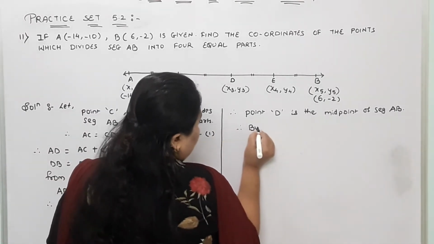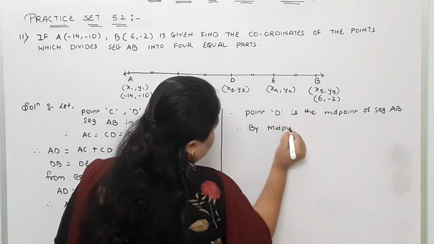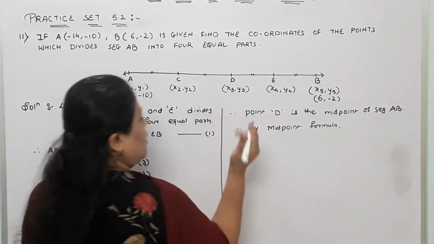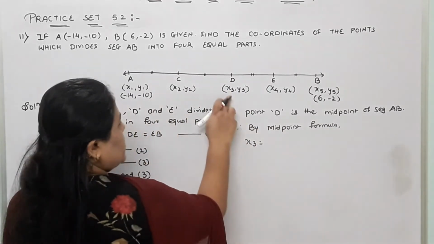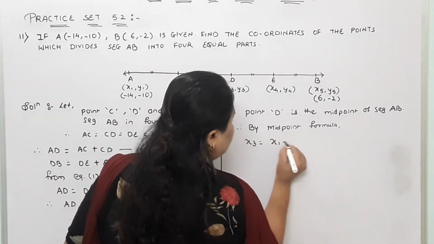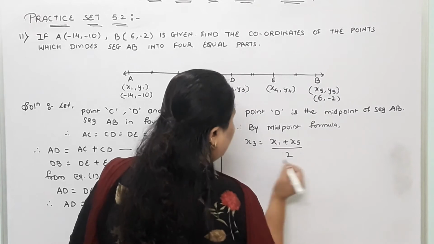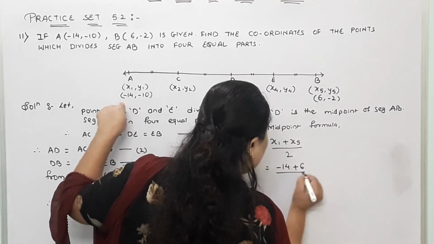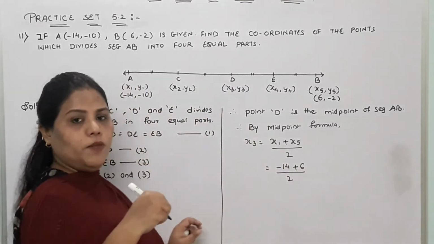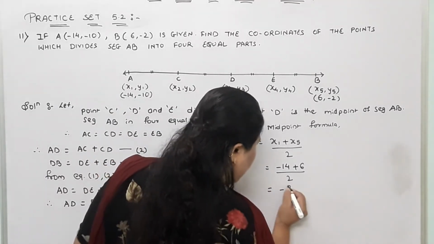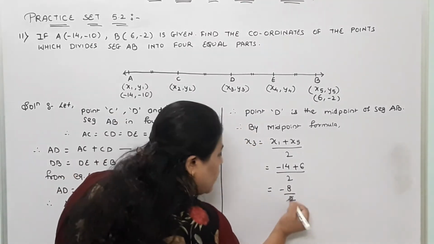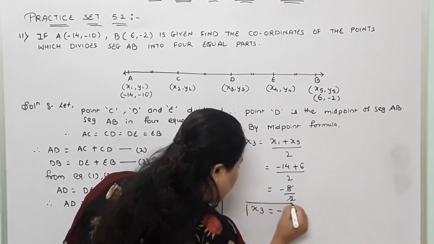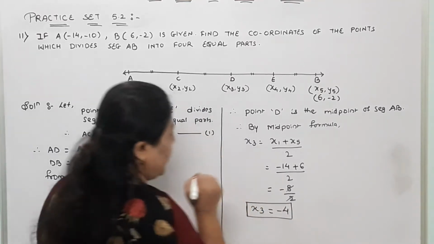Therefore, by midpoint formula, x3 equals, what is x3? x3 is equal to (x1 plus x5) divided by 2. What is x1? x1 is (-14 plus 6) upon 2. Now 14 minus 6 will be what? Minus 8 upon 2. So 2 ones are 2, 2 fours are 8, x3 is equal to minus 4. Here we get the value of x3.